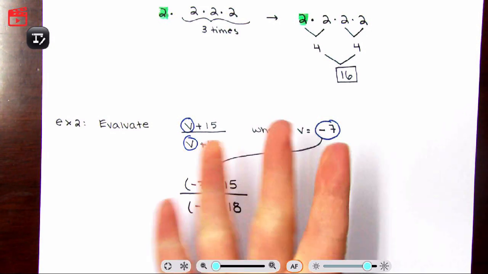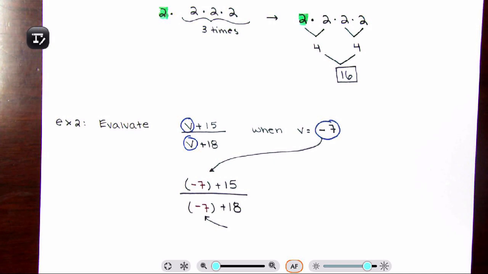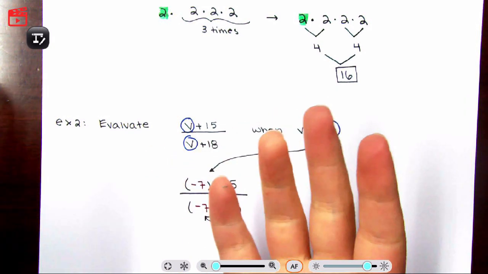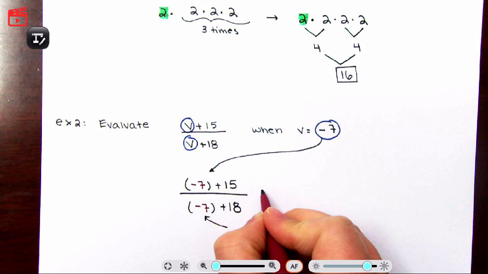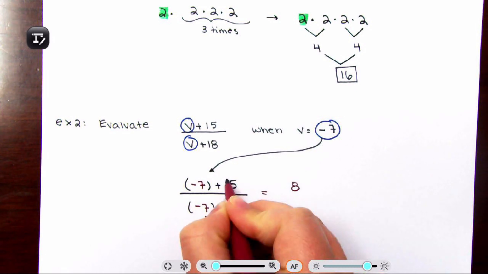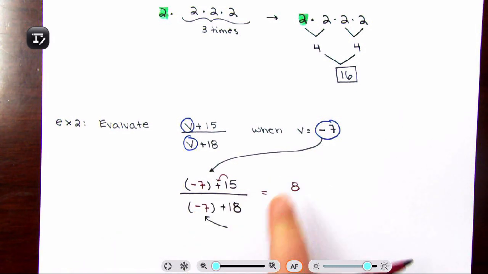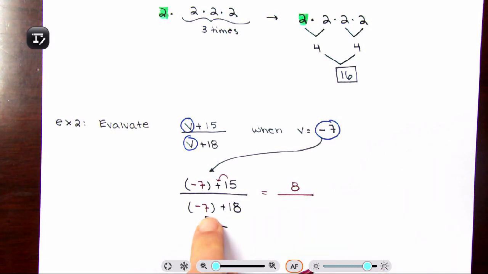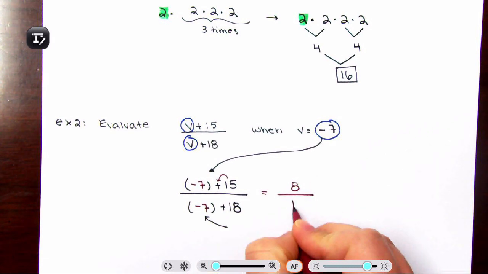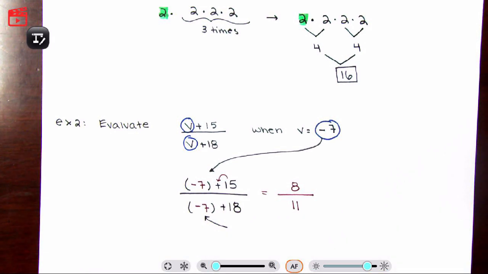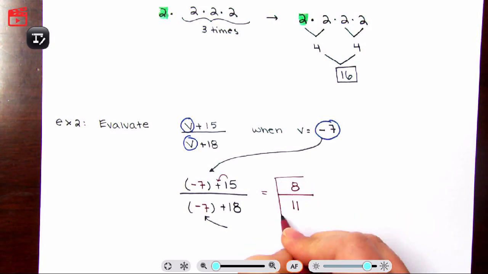I'm going to use my fingers instead. So I have 7, 8, 9, 10, 11, 12, 13, 14, 15. That means I have 8, and I have more positives. I have 15 positives, so that means my 8 will be positive. Here I have 18, and I take away 7. I have a total of 11. And then simplify the fraction if you can, since we do have fractions. 8 and 11 have nothing in common, so that is my answer.